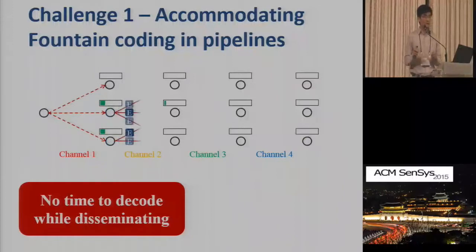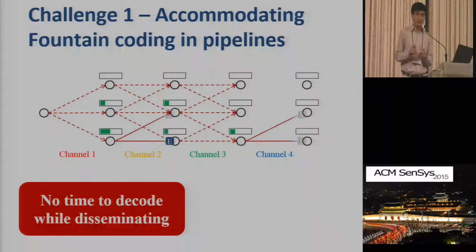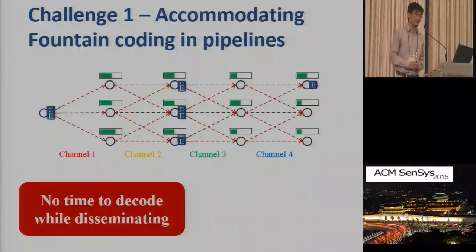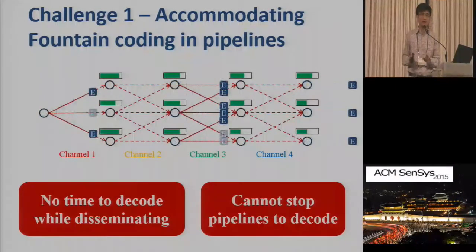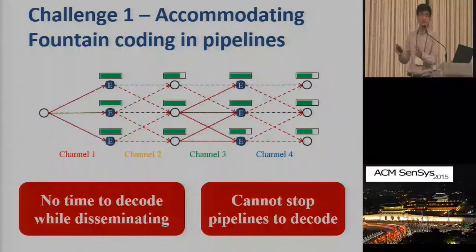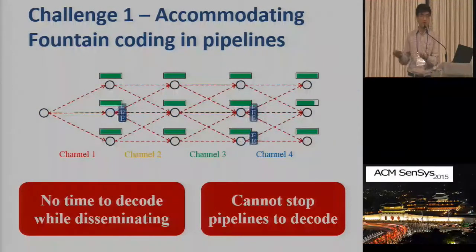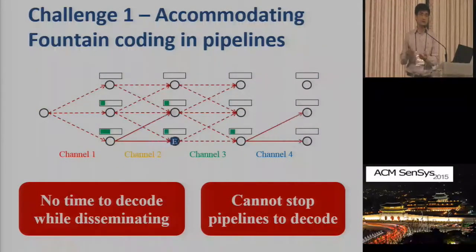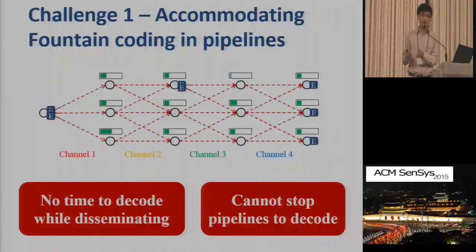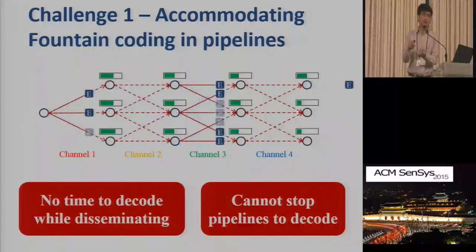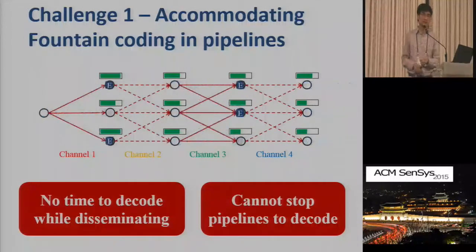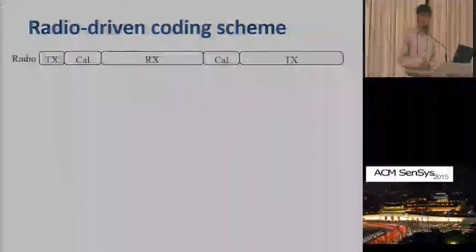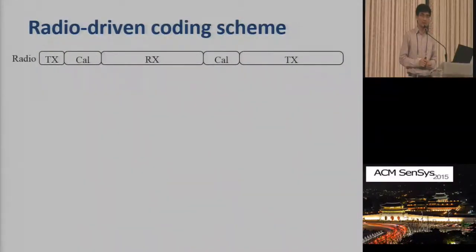However, on the fast pipeline, every node is busy. They are receiving or transmitting. They have no time to decode. And we cannot stop the fast pipeline to decode because we want to accomplish the data dissemination process over the fast pipeline. If we stop there, we may find that some nodes are still missing packets, so we may have to resume the data dissemination again. So it's not efficient. So what we do is propose a radio-driven coding scheme.